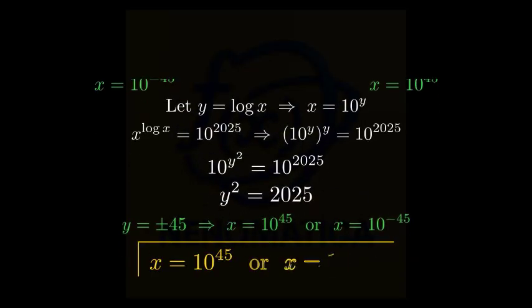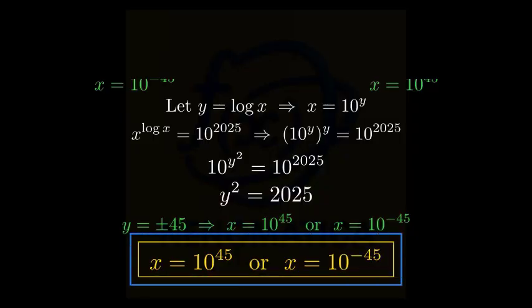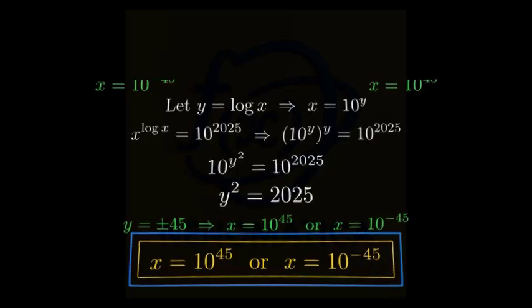In conclusion, the solutions are x equals 10 to the 45 and x equals 10 to the negative 45. Both satisfy x greater than 0, the required domain for the logarithm.